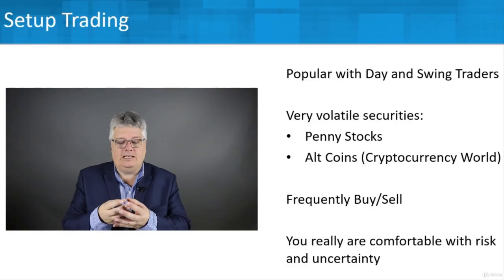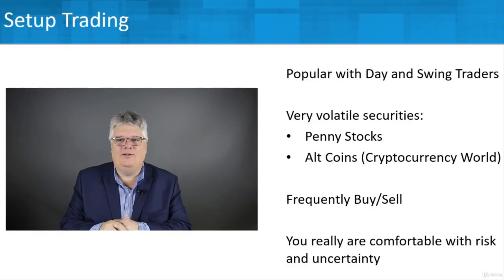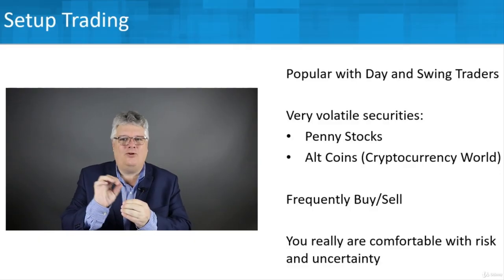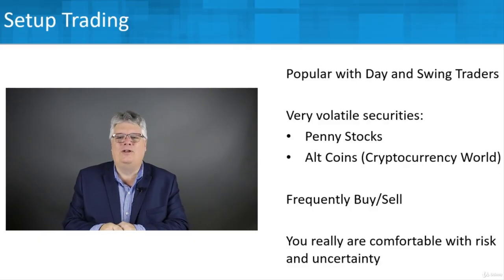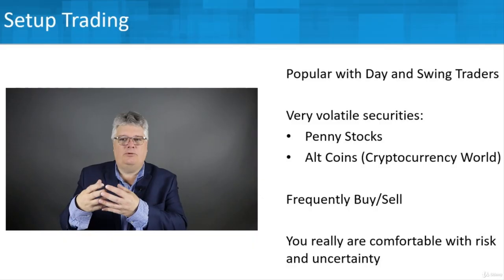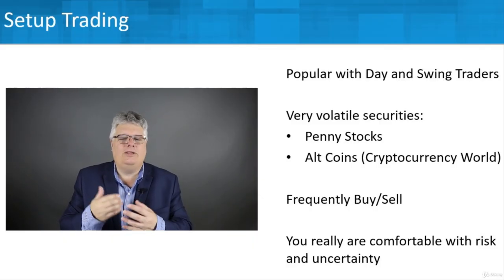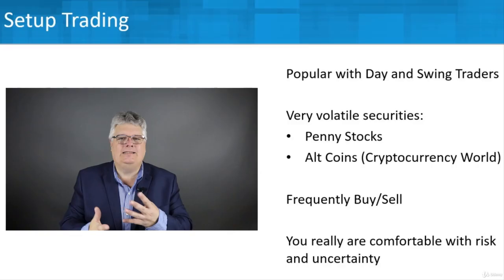Things like penny stocks, these low-priced, not well-known companies that might be trading for 50 cents, and it goes up a little bit, and all of a sudden it's a big move, right? So very volatile securities like penny stocks and altcoins, or alternate coins in the cryptocurrency world, for example. Less so with something like Bitcoin, which is very established, but more with a newer alternate coin. The reason it's popular with these folks is the frequent buying and selling aspect of a setup trade. You're frequently buying and selling.